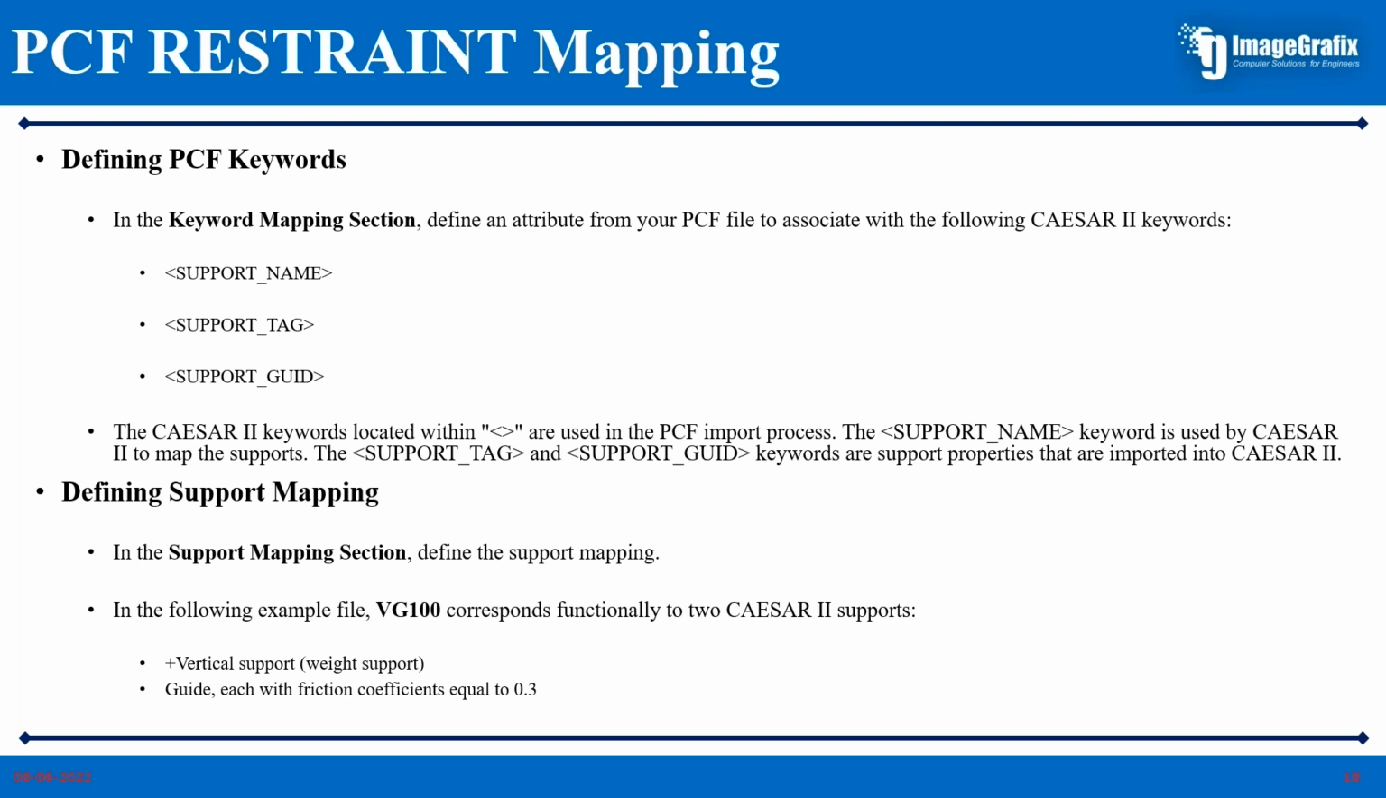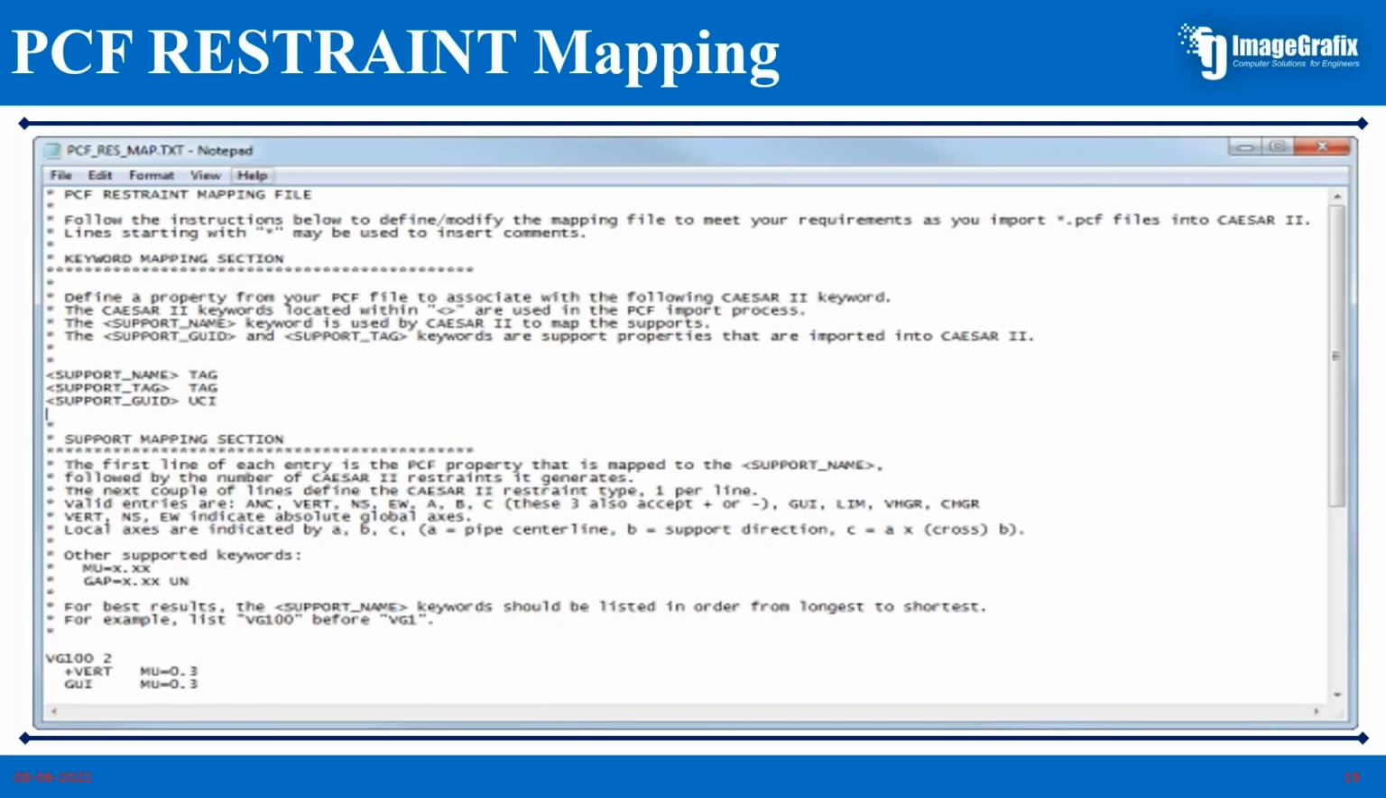So if it's a resting plate, then by default I have one thing, which is your plus Y support with the corresponding mu value if required. Second will be your guide with the corresponding friction coefficient, along with your gaps if needed. So those details are what I'll be providing here in this format. I hope you can see it over here. So VG100 will be the tag name, or the name of the support.